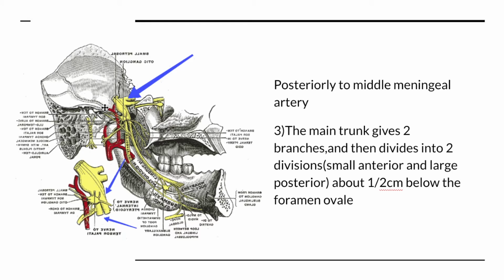So we have seen it comes out of the foramen ovale, and about half a centimeter below the foramen ovale, it divides into its two branches, which are the smaller anterior and the larger posterior branch.